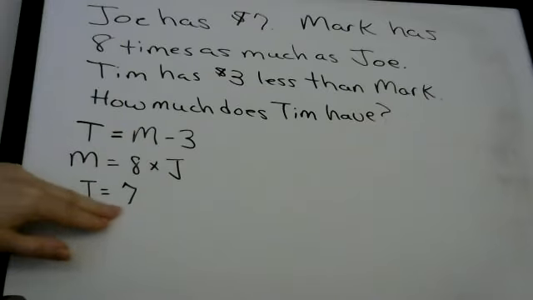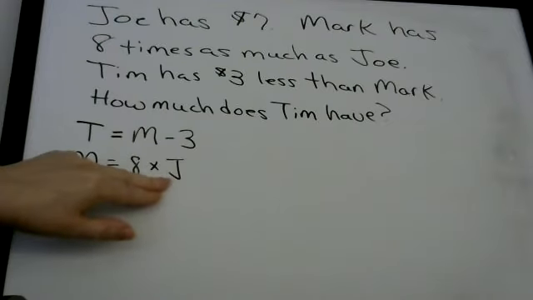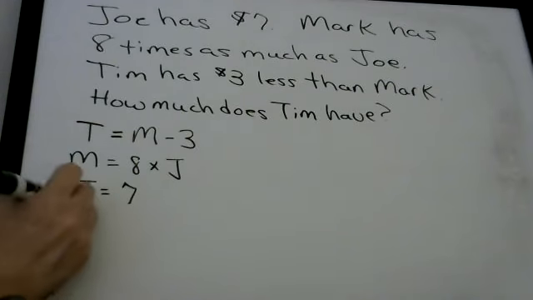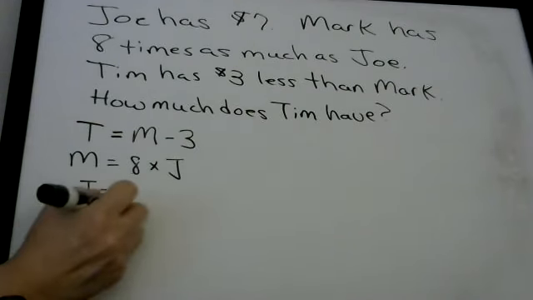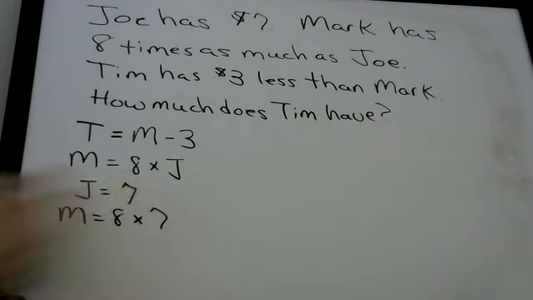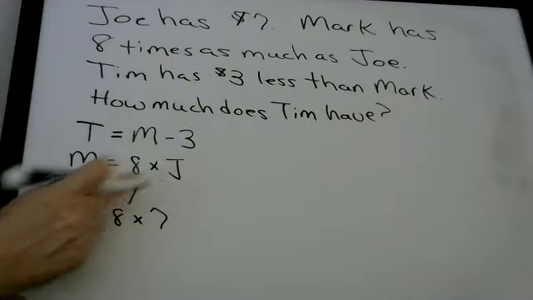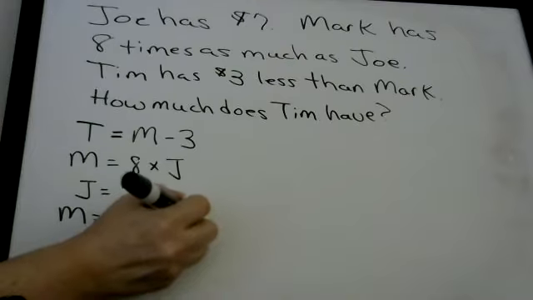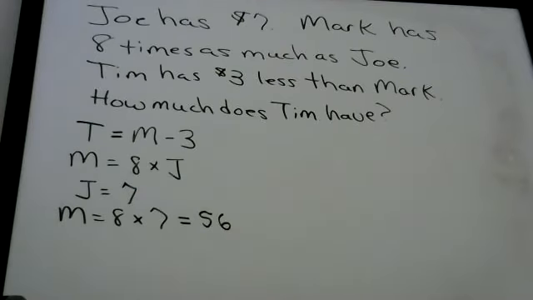So here J equals 7. Joe has 7. So we're going to plug that into this formula. M equals 8 times J. So M equals 8 times 7 because Joe equals 7. So Mark equals, if you do the multiplication, 56. But we don't want to know how much Mark has.